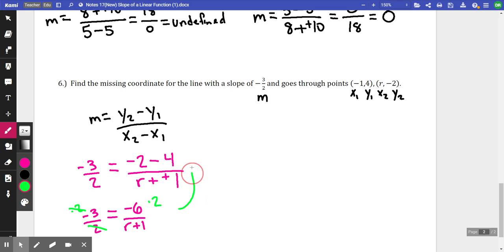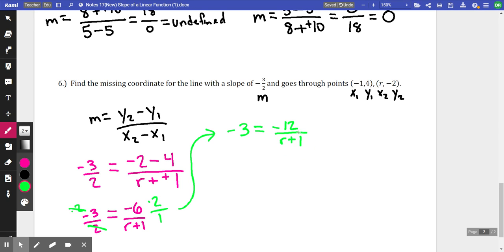Okay, so I'm going to come over here now and show my work. On the left-hand side, times 2 divided by 2 canceled, I'm left with -3 equals, on the right-hand side, I'm going to multiply by 2. Well, that's a fraction, so I'm going to turn times 2 into a fraction as well. If you remember back to our first unit, when you multiply with fractions, you multiply the numerators and you multiply the denominators. So -6 times 2 is -12, over my denominator, which stays the same, r plus 1.